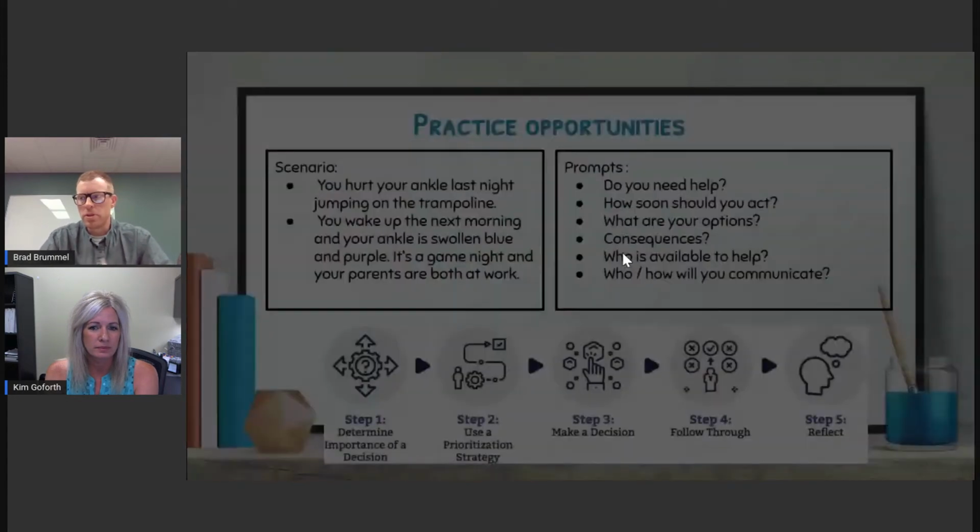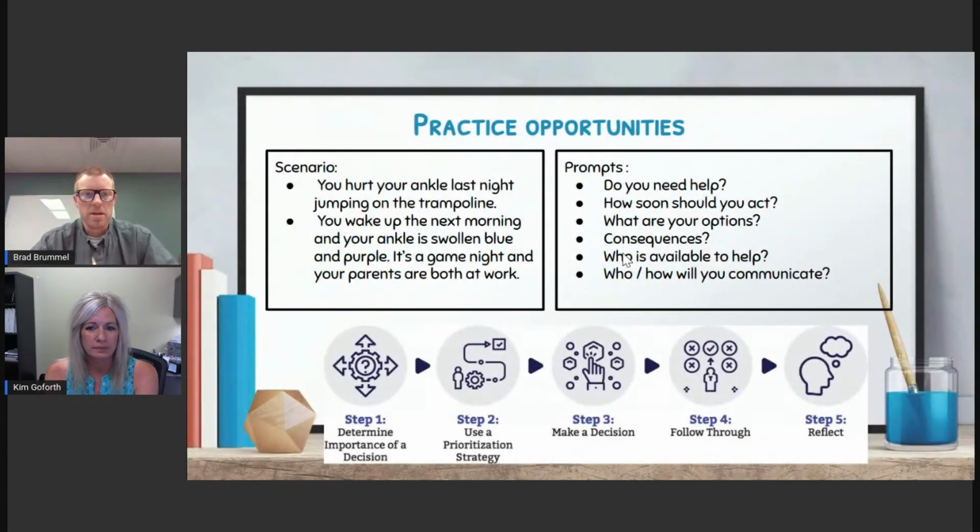And so what we're going to do with this standard is just show you an example of how you could provide this practice opportunity for students. Here's an example scenario. We're putting the student in a situation where they hurt their ankle last night being active on a trampoline. They wake up the next morning and their ankle is swollen, blue and purple, and it's game night, and your parents are both at work. And so we want to have students use the same steps that were probably taught prior to this practice opportunity.